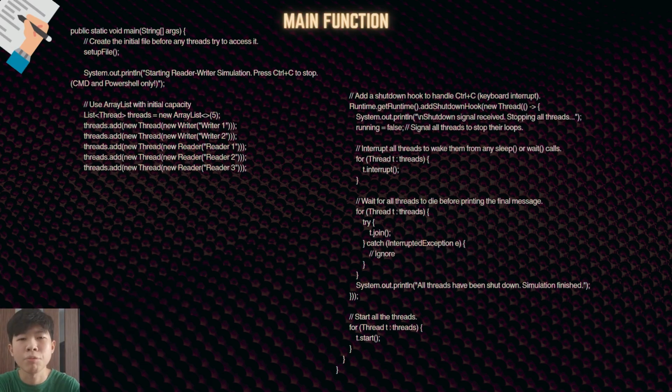Hi, I'm Daniel. Now we move on to the main program. First, we create the initial text file by running the setup file function. There is also a text output to display that the simulation is starting. The Control C stop function can only be performed through command prompt, PowerShell, or some supported IDE. Moving on, we also initialize 5 threads to simulate a 2 writer and 3 reader scenario. The following code is to fetch the SIGINT or signal interrupt command, also known as the Control C button. And the final snippet of code is to start the threads to begin the read-write simulation.